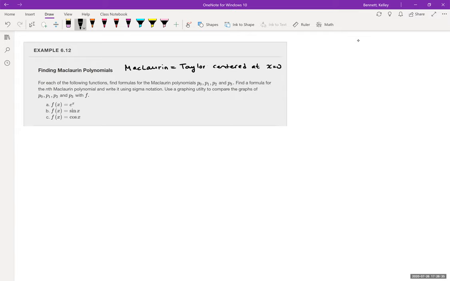Maclaurin is just a special name we give when a Taylor polynomial or a Taylor series is centered at x equals 0. So again, I'm not going to do P0, P1, P2 separately. I'm just going to cut straight to P3. So we're still going to do a third degree Maclaurin polynomial approximation for f. I'm just going to do A and B. C, I will leave to you guys.